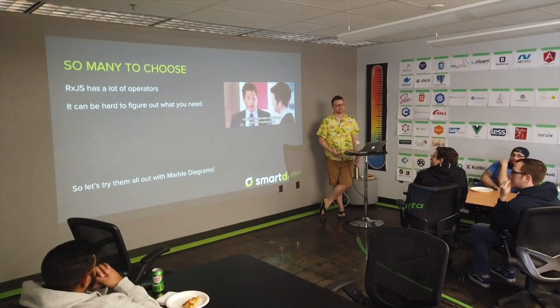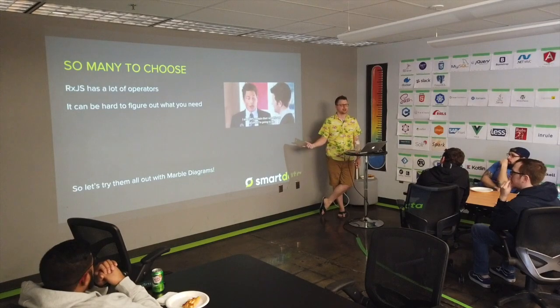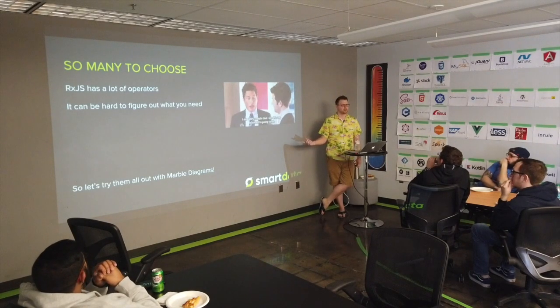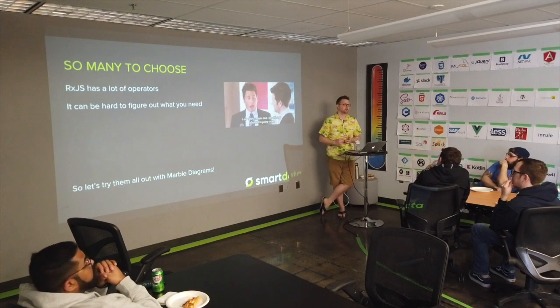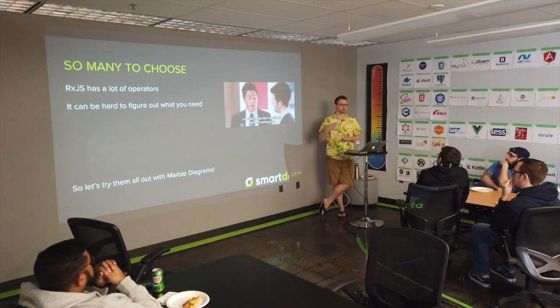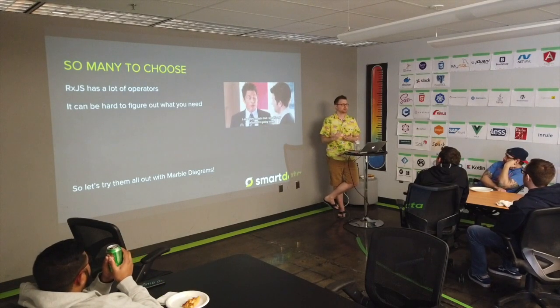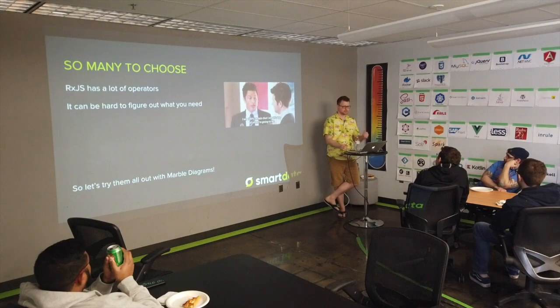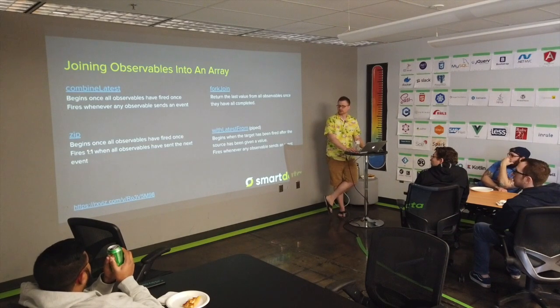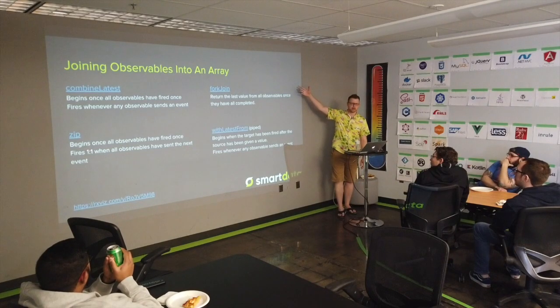The solution to this, my favorite way to figure it out, is using marble diagrams. There's a really cool site called RxViz that lets you build your own marble diagrams. You can just build the whole thing and then run it and see what happens. That's a really powerful way to see what the difference is if you're trying to compare and contrast different observables. So let's get started with an array first.